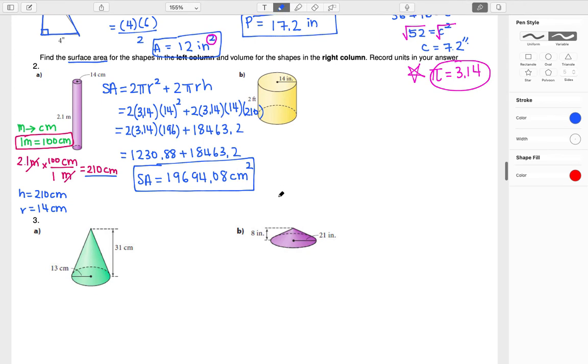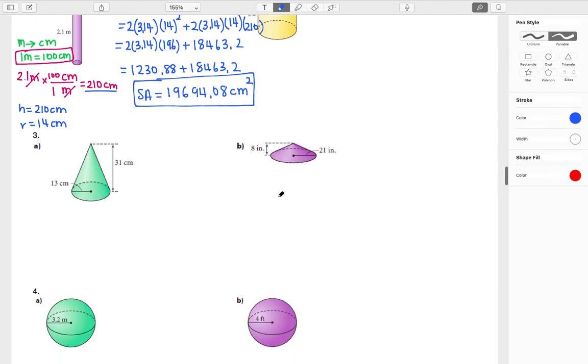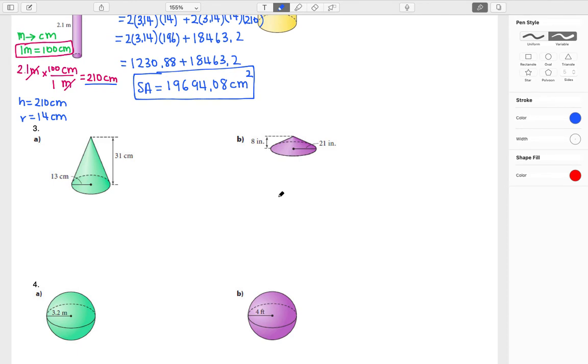Now, I want to show you guys how to do number 3. So number 3, what kind of shape is it? It's a cone. So find the cone formula for the surface area, and the cone surface area, it says pi r squared plus pi r s. Now, it looks like I have the radius, and the units are exactly the same, so I don't need to convert anything. So we do know that the radius is 13, which we know here.